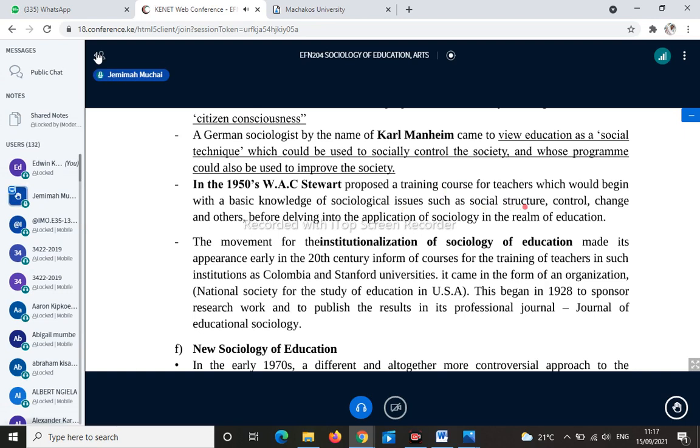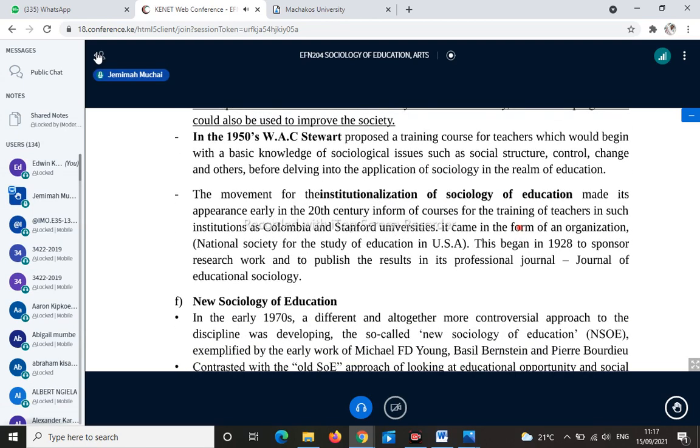And last week, I think we talked about social structure, control, change, and others. As we continue with our topics, we'll come across some of these, and they were introduced by Stewart before delving into the application of sociology in the realm of education. So before you go to school to be teachers, that is where you'll be applying sociology in education. So you should learn the social structures of education, the control, the change, and the others.